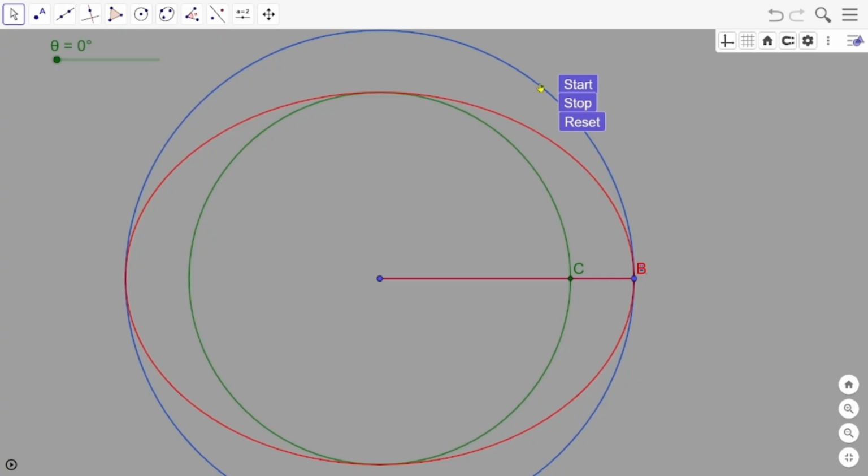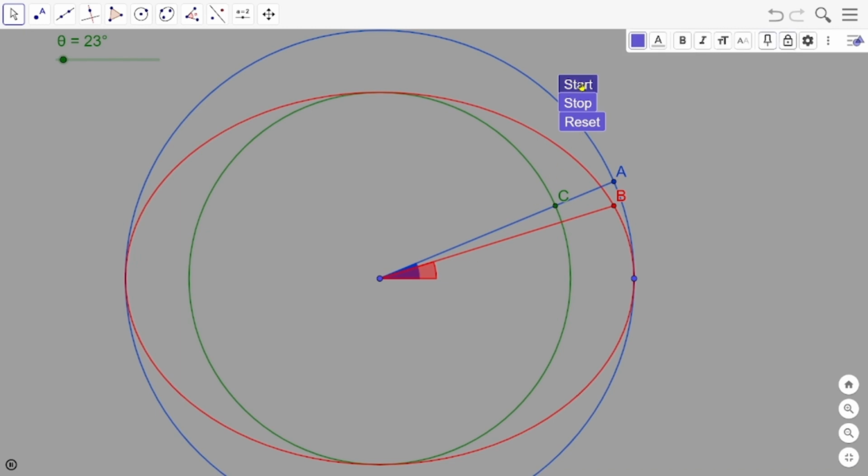Here we have our blue circle, red ellipse, and green circle. Now let's take a look at the angles involved. I'll just stop there. Theta is the blue angle, which is 23 degrees. Alpha is the red angle, and you can barely see it, but alpha does not equal theta. Depending on the shape of the ellipse, the difference will be more or less pronounced.